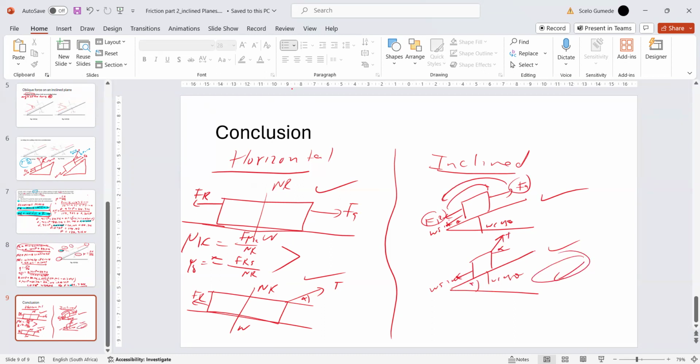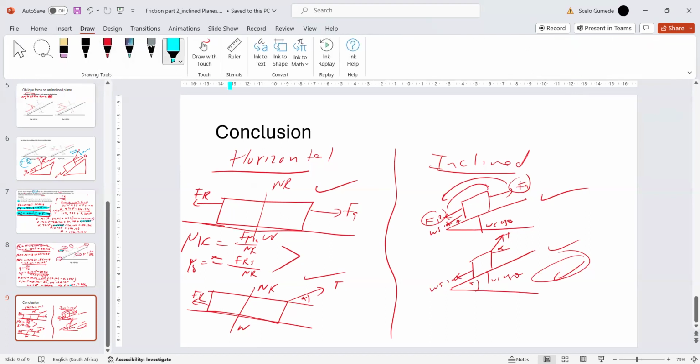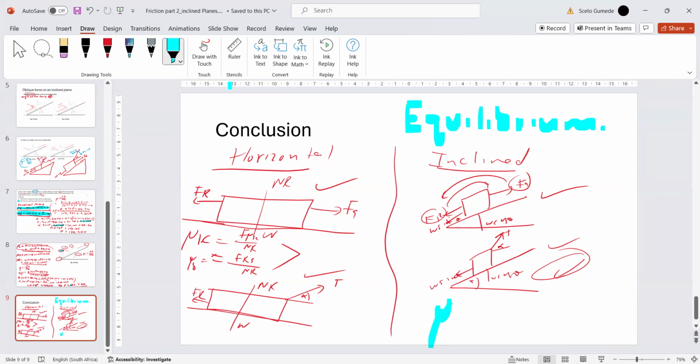But on all these equations, guys, what is the bottom line? Let me write it in highlighted version. What is the bottom line? Equilibrium. This is the bottom line. Upward is equal to downwards, and the forces going to the left are equal to the forces going to the right, which comes to that conclusion of frictional force is equal to what? FR over NR. That's how you're going to find FR and NR, guys.